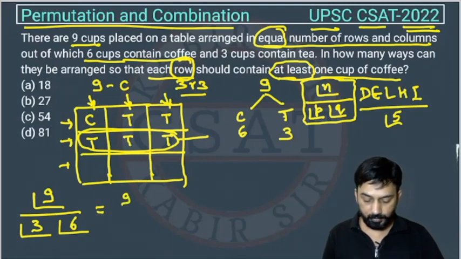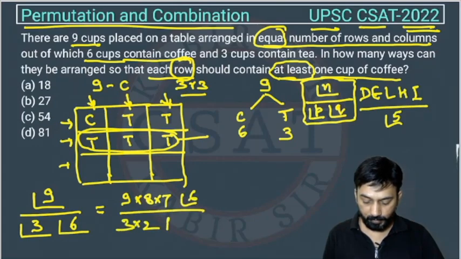So we will solve this here. This will be 9 into 8 into 7 and factorial 6. Right. So factorial 3 we will open, 3 into 2, and this factorial 6 will cut this factorial 6.